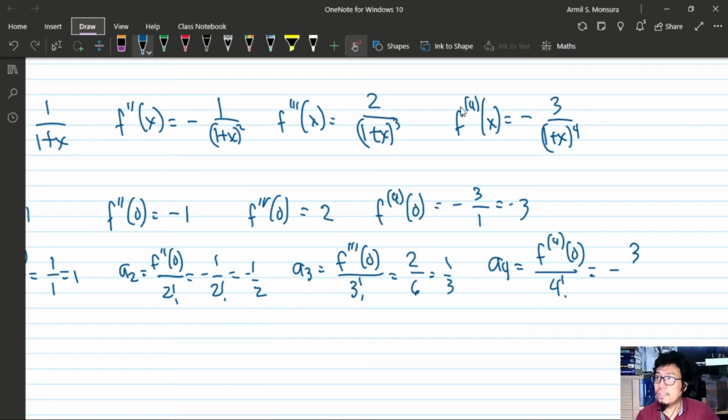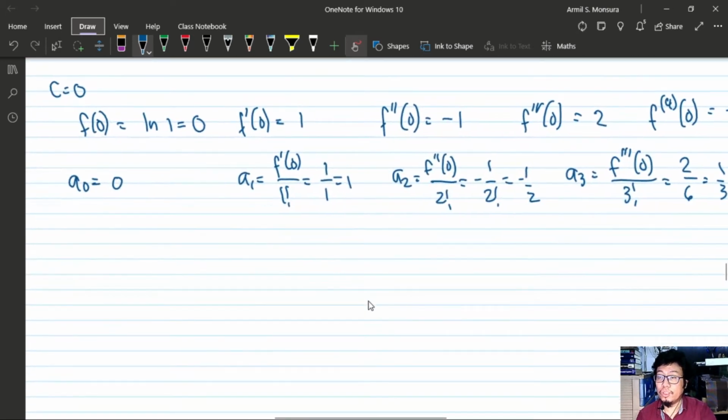Sorry, this is not negative 3. This should have been 6, because 2 times negative 3 is negative 6. So this is negative 6 over 24, or negative 1/4. So those are your Taylor or Maclaurin coefficients.